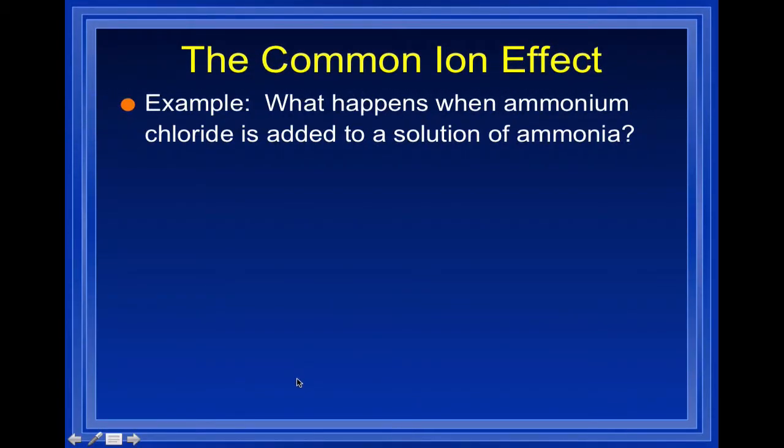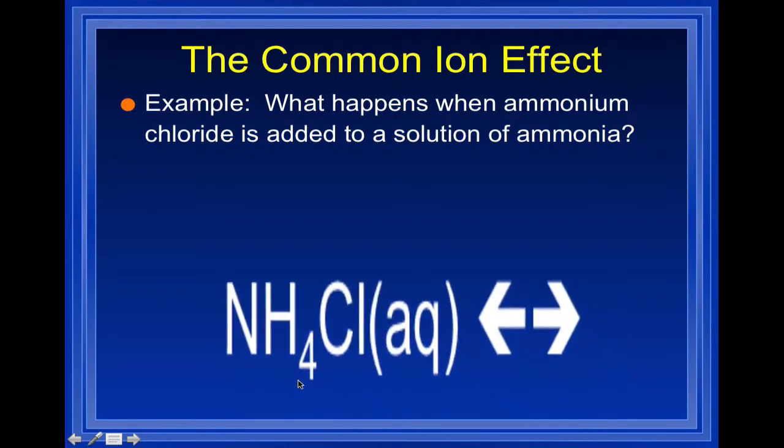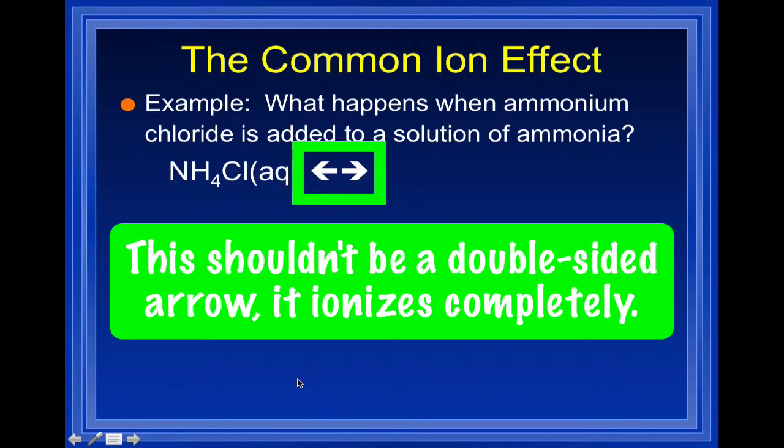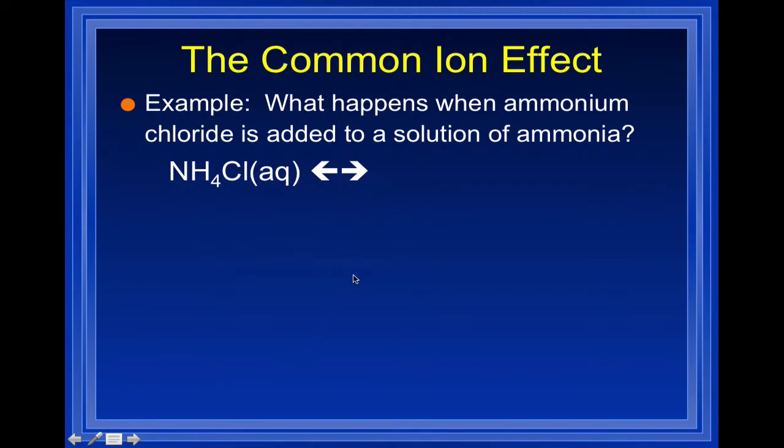So, our example of what we're going to look at here, it says, what happens when ammonium chloride is added to a solution of ammonia? So the first thing we're going to do is, if we have ammonium chloride, we know this is a salt, we're going to figure out what this splits into. So ammonium chloride, if I put it into water, is going to split into ammonium ions and chloride ions.